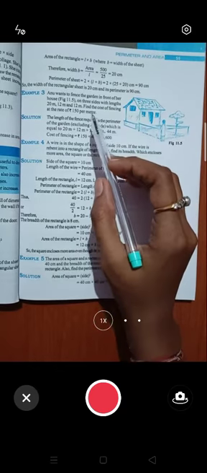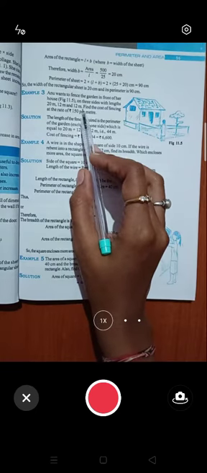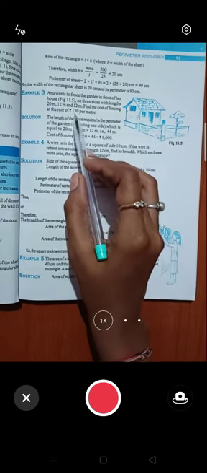Anu wants to fence the garden in front of her house on three sides with lengths 20 meter, 12 meter and 12 meter. Find the cost of fencing at the rate of rupees 150 per meter is the question. So Anu wants to put a fence to her garden which is in front of her house. It has three sides, 20 meter, 12 meter and 12 meter are the measurements. So we are asked to find the cost of fencing at the rate of 150 per meter.